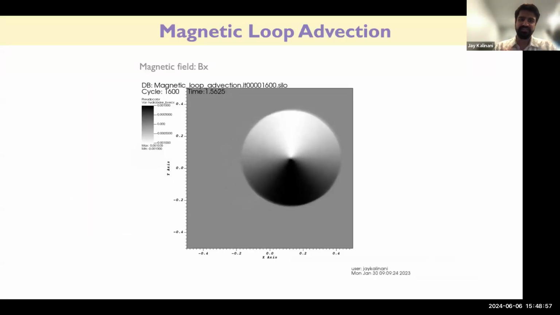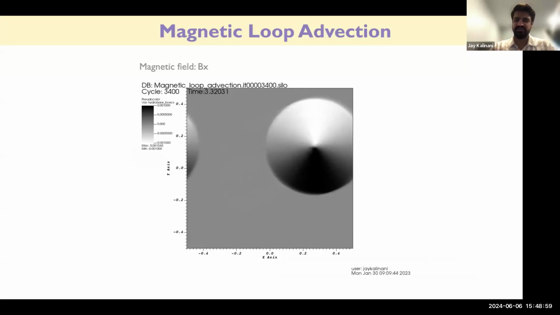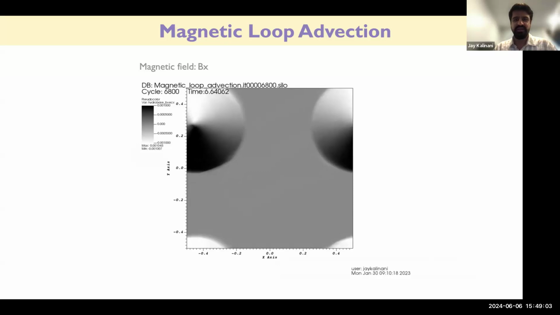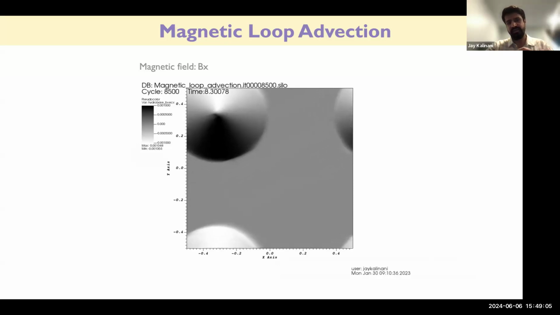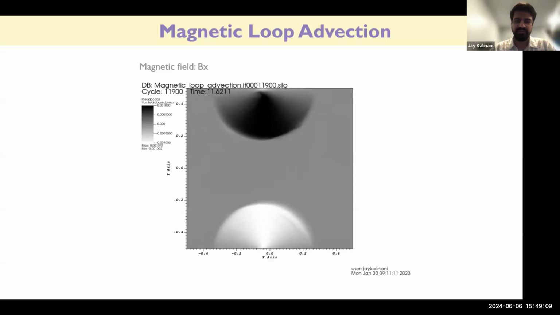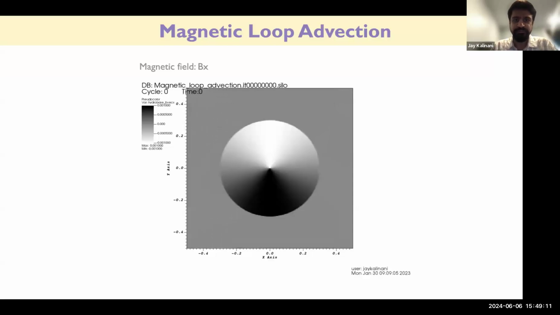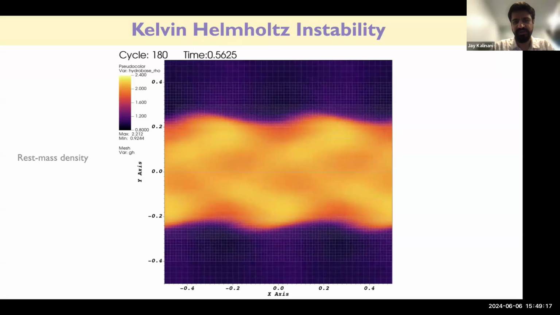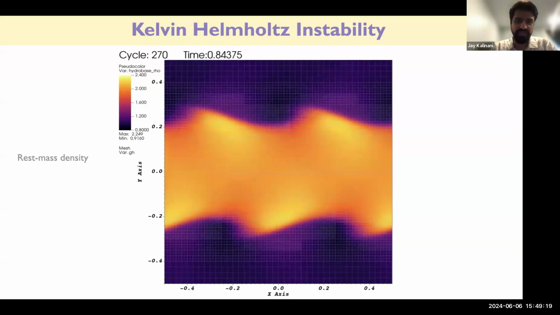The third one is, again, a loop advection test. This also checks if the code works well with the periodic boundary conditions. So here you see that the loop, a magnetized loop, is being advected across the domain, and it seems to perform well too.